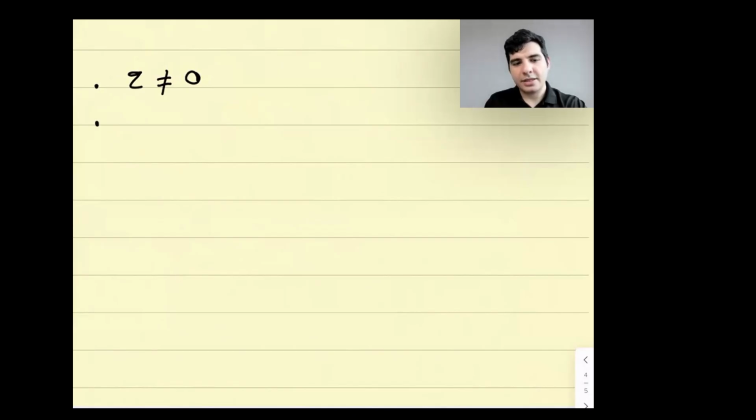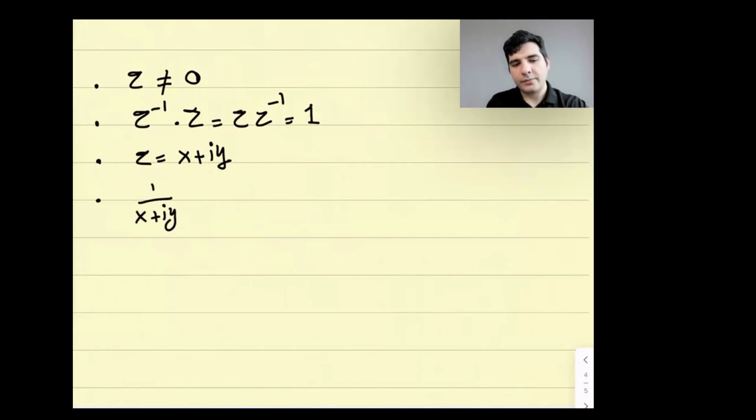There is another complex number denoted by Z inverse, so that Z inverse times Z equals Z times Z inverse equals 1. I leave this as an exercise, but suppose Z is x plus iy. Z inverse would be 1 over x plus iy. We should say this is a complex number, right?